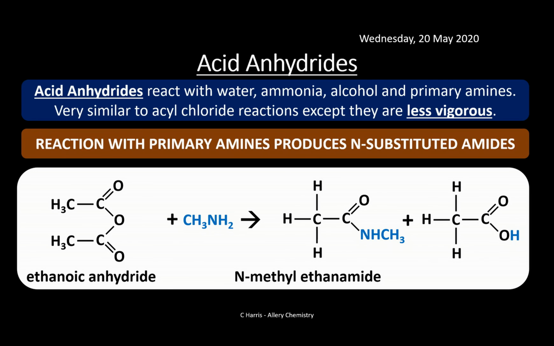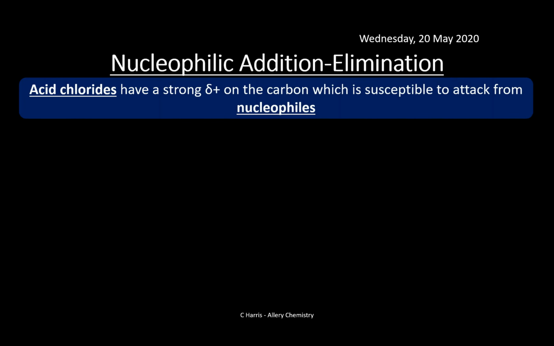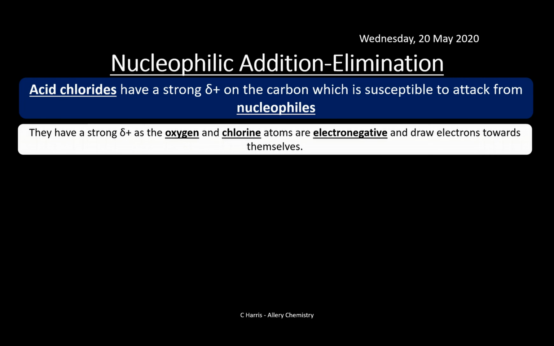Okay, so what we're going to do is look at some reactions regarding this, and this is going to be nucleophilic addition-elimination reactions. So remember what we said about acid chlorides having that strong delta positive on that carbon, which is really susceptible to attack from nucleophiles. So what we need to understand is obviously the reactions that you've just seen, but we also need to know the mechanism associated with that. And so this is what we're going to be looking at here.